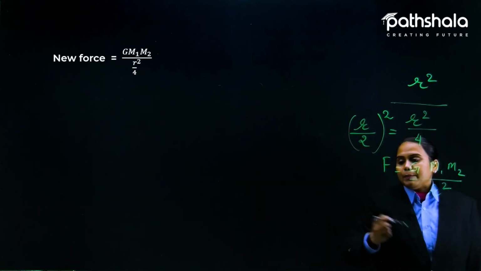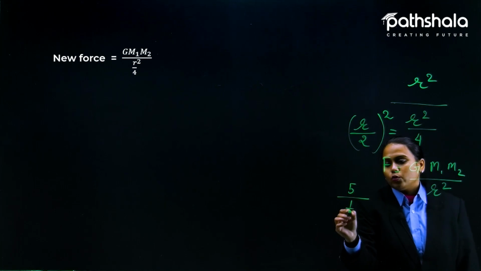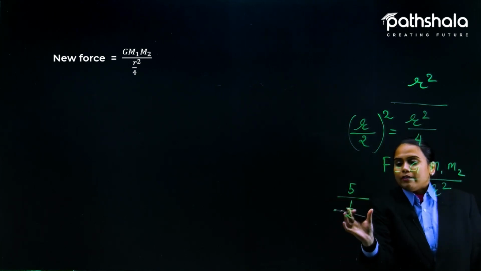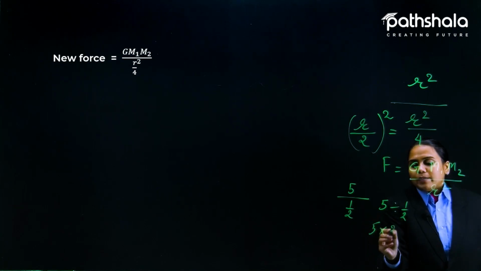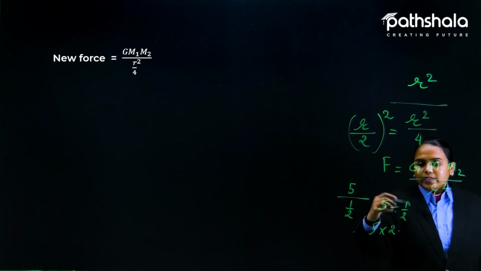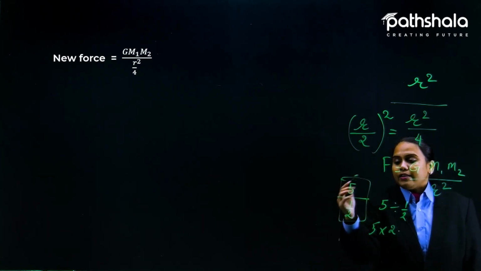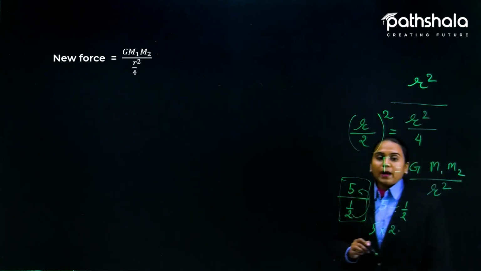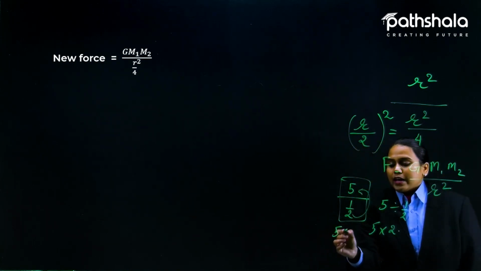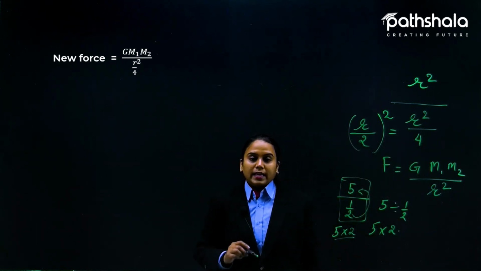You must have studied this: if you have 5 divided by 1 by 2, what happens? It can be written as 5 multiplied by 2. It gets reversed. So directly we can write that this denominator part comes up to the numerator, and this becomes 5 multiplied by 2. So the new force is this.